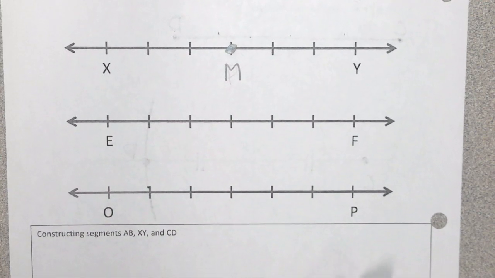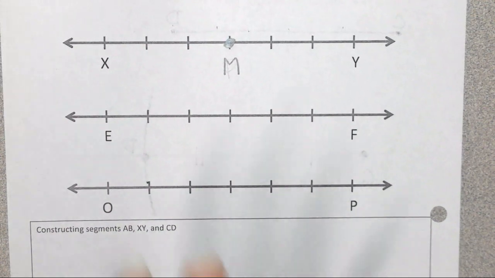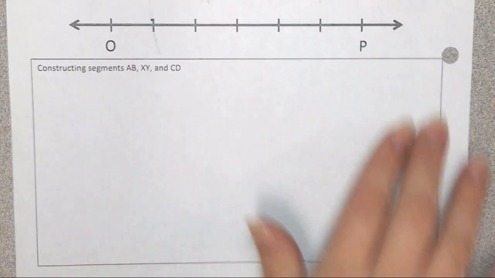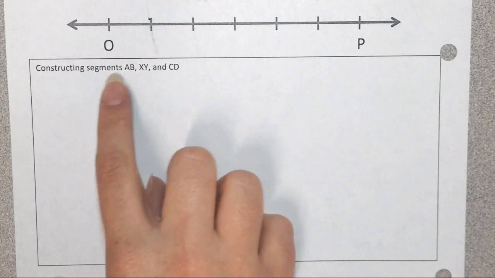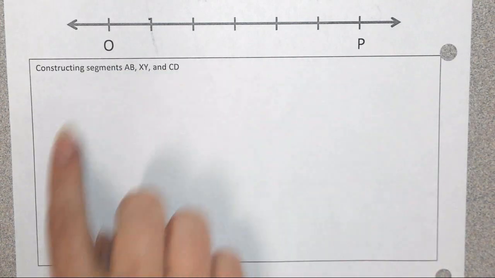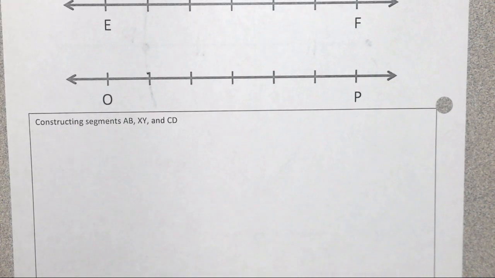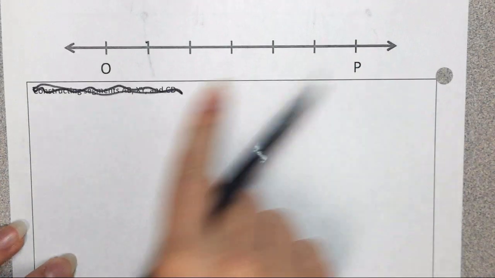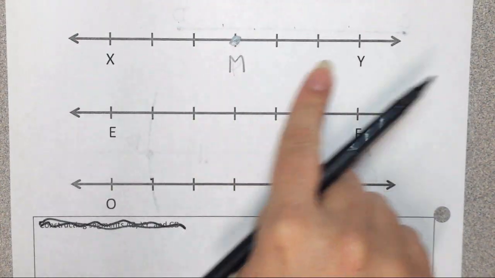Okay, so what we're going to be doing next is copying this segment XM down here, where it says constructing segments AB, XY, and CD. We're going to be copying that segment XM down here. You can kind of ignore this instruction. That's not really what we're going to be doing, but we are going to use this space to do what we need to do.